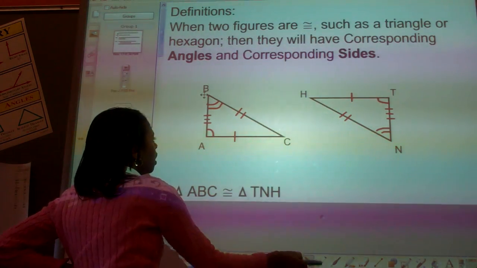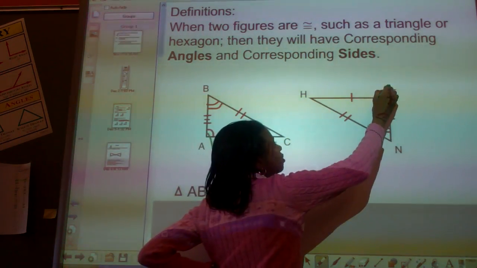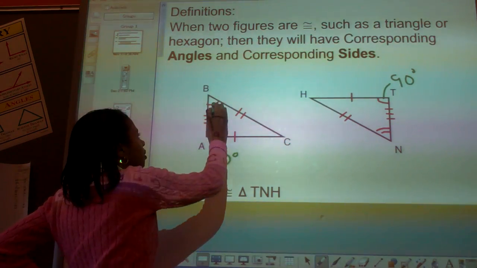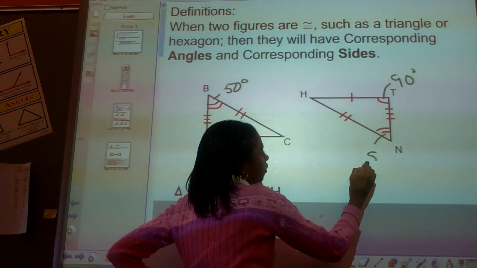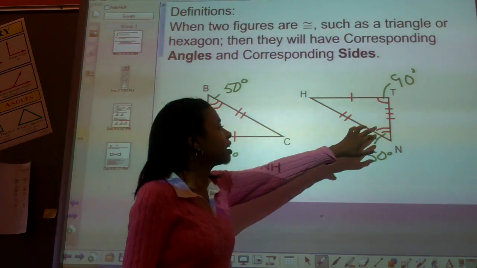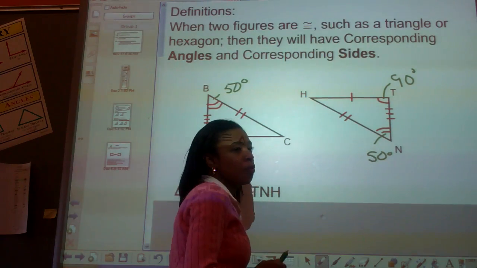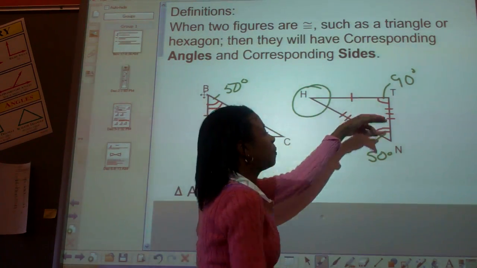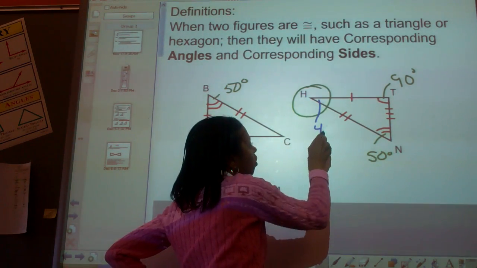How is that possible? Let's say this angle here, angle A, is 90 degrees. That automatically means that angle T is 90 degrees because they're congruent. And if this angle here, angle B, is 50 degrees, that means that angle N is also 50 degrees. Well, just go by the triangle sum theorem. You know the interior angles of a triangle must equal 180 degrees. Well, this is 140 degrees, so that means that we can find the missing value H, and 90 plus 50 is 140. 140 away from 180 leaves us with 40 degrees.